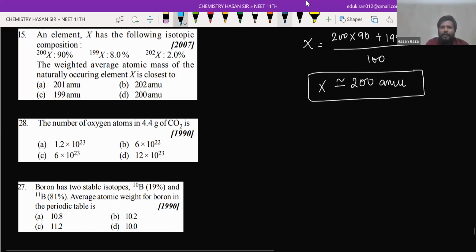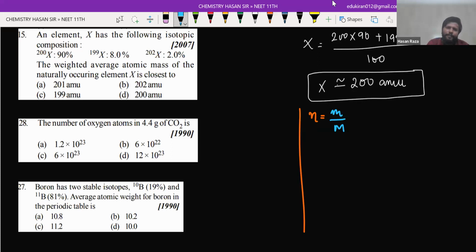27. Any doubt in question number 28? See, this type of question will be solved. So first you are going to calculate number of moles. You can see this will be given mass upon molar mass. Now, what is given mass? You can see 4.4. Molar mass of CO2 will be 44. It will come out to be 0.1 mole.